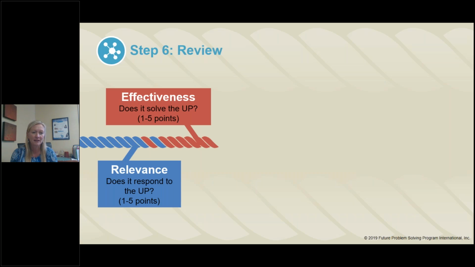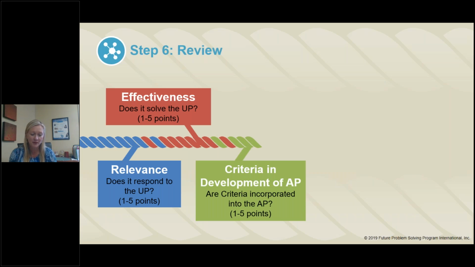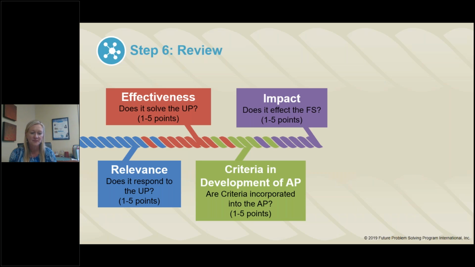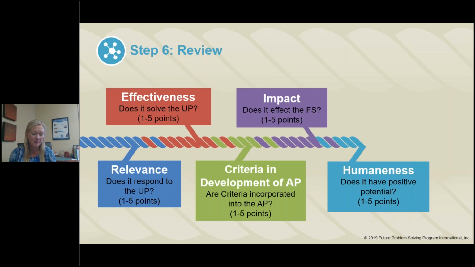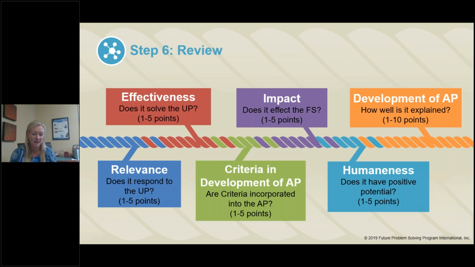So in review, we take a look at the relevance of step 6. How does it respond to the underlying problem? The effectiveness, does it actually solve the underlying problem? We look at the criteria, was it incorporated into the action plan? The impact, does that impact the future scene? And remember, that's the one that references back to step 2's adequacy score. We look at the humaneness, taking a look at the positive potential, and then that well-developed and elaborated action plan.